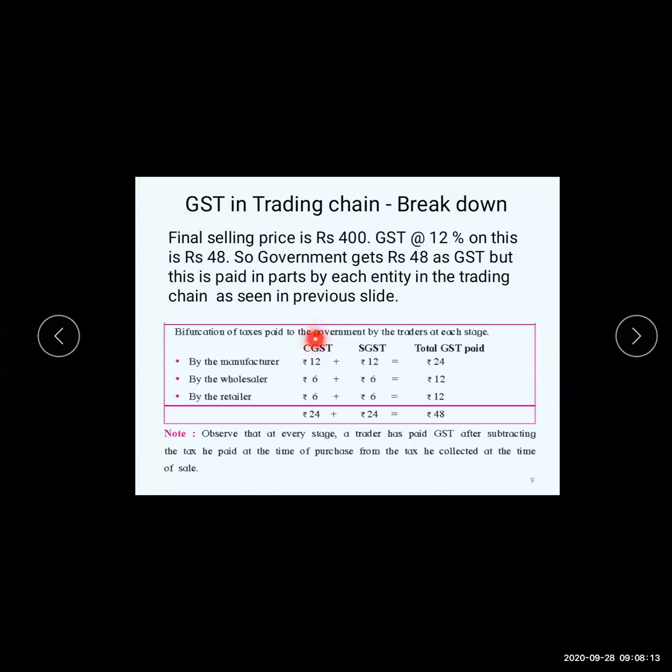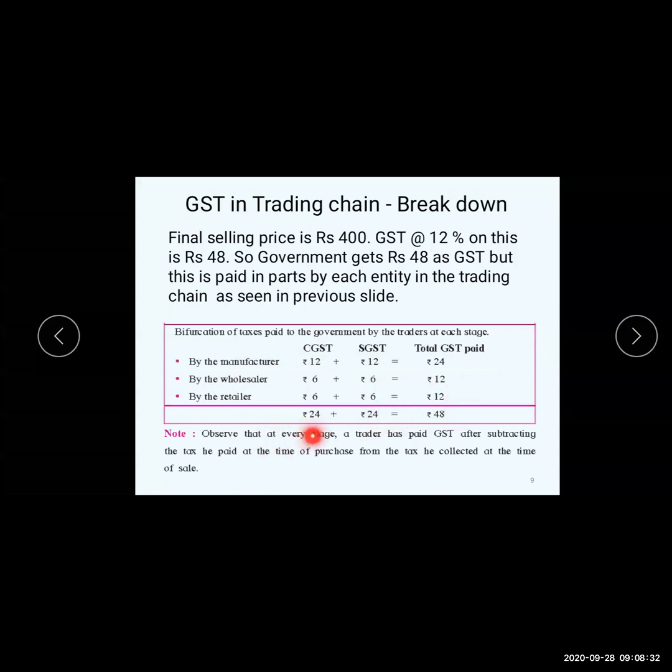Now CGST and SGST. The amount of CGST by the manufacturer is rupees 12 and SGST is also rupees 12, so total GST will be 24. By the wholesaler, rupees 6 and rupees 6, that is rupees 12. By the retailer, it will be rupees 6 and rupees 6, that is 12. So the total will be rupees 48.